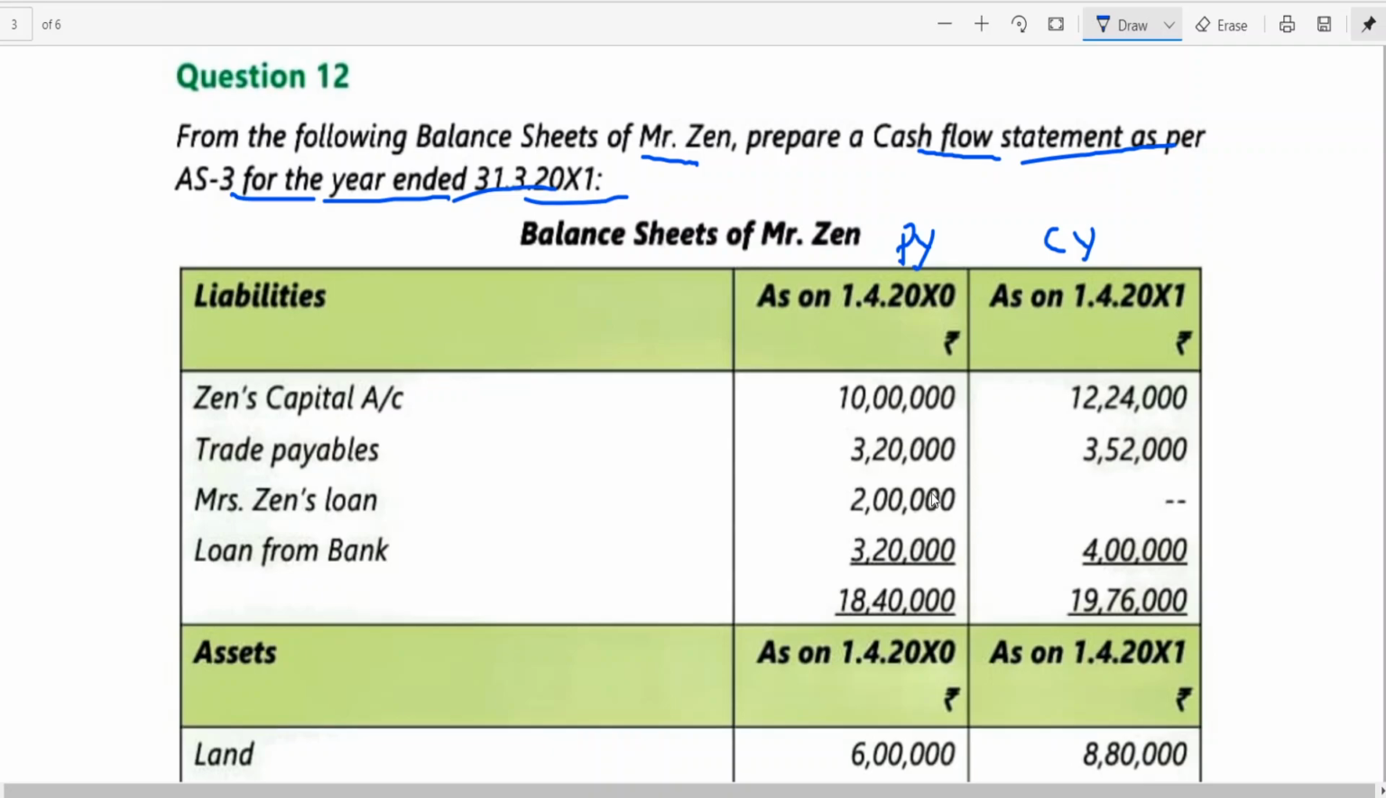Zen loan, I think Zen loan has been taken from Zen by the firm, and that loan has been paid. So this has been paid means it's outflow. This is financing. No?